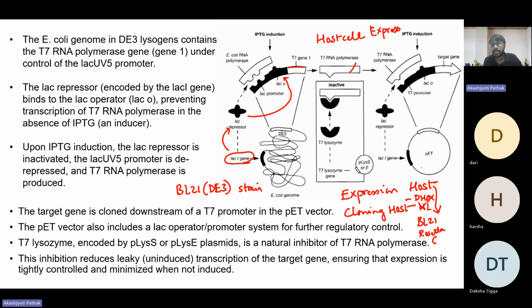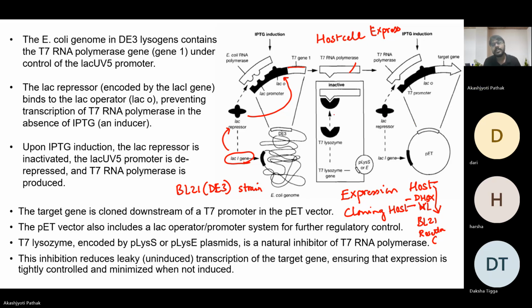Your pET vector also has this LACI gene, and this LACI gene will also code for LAC repressor, and it will not allow the expression. So even if there is any basal expression of T7 RNA polymerase, your gene of interest will not get expressed because your repressor is binding to your LAC operator. Now, once you add this IPTG, your repressor gets removed, your T7 RNA polymerase gets synthesized, and then this T7 RNA polymerase will go and bind to the T7 promoter, and the expression of the target gene will start.